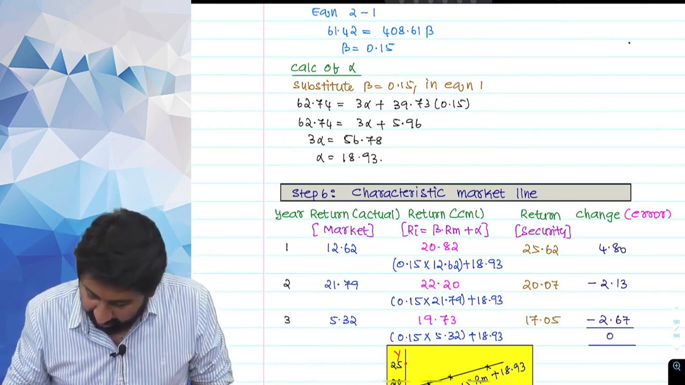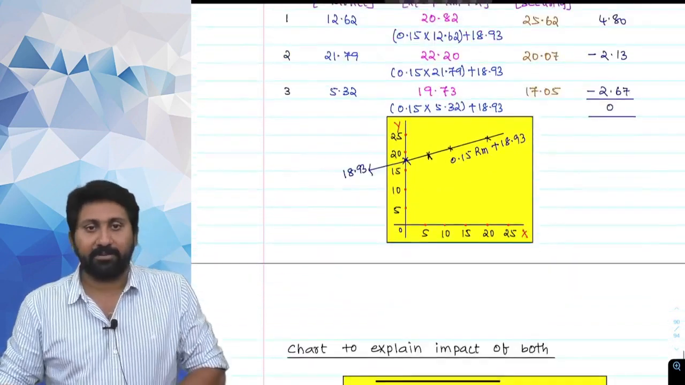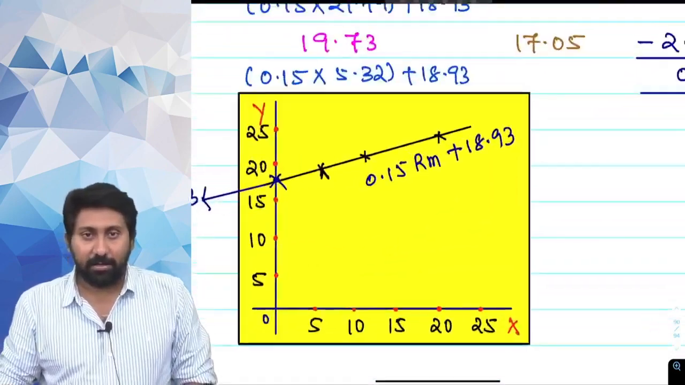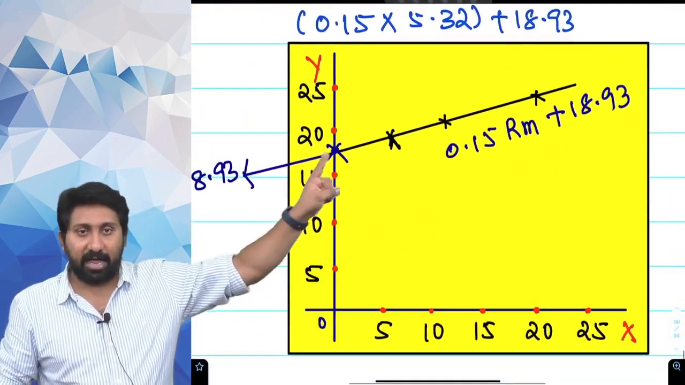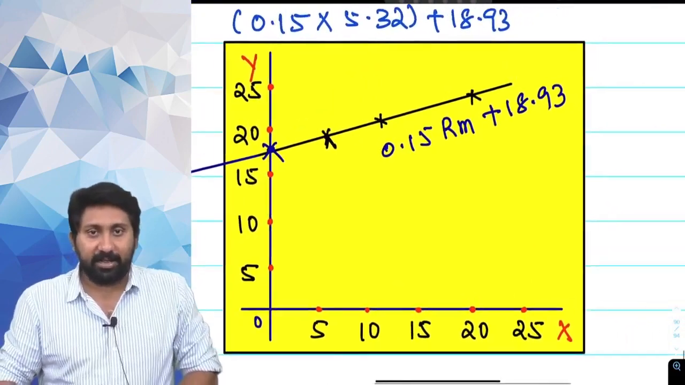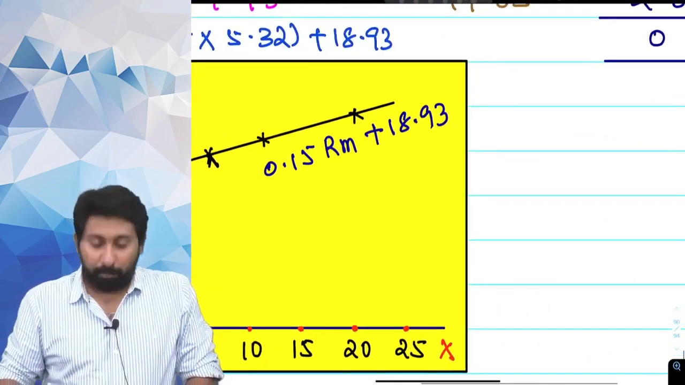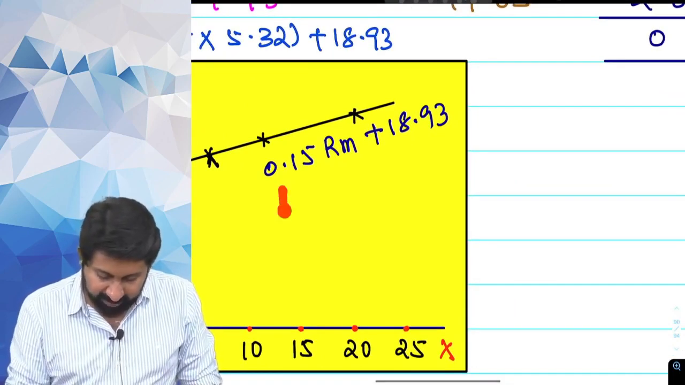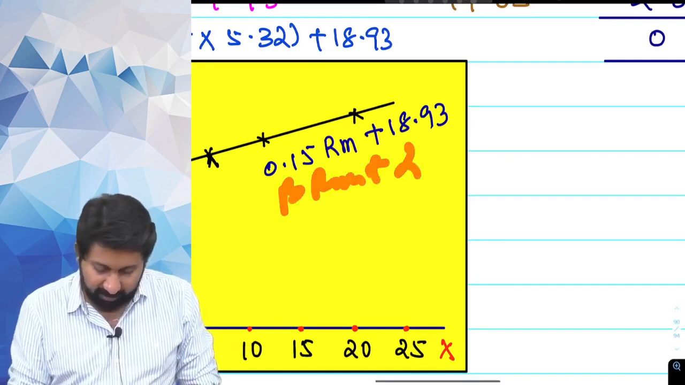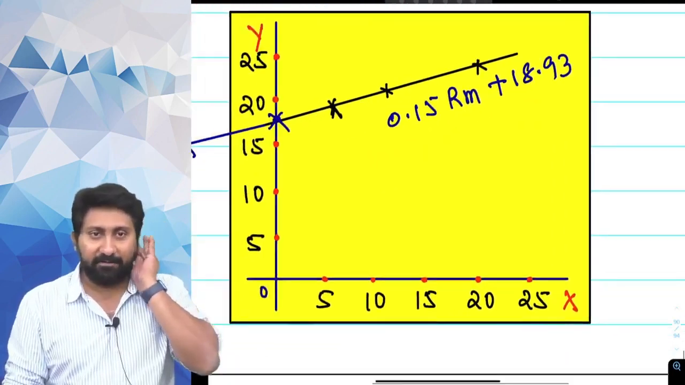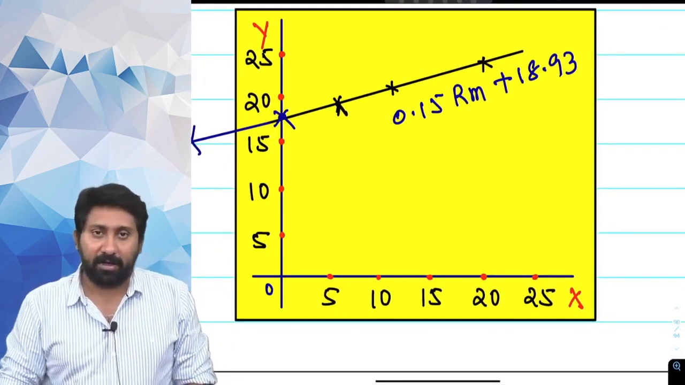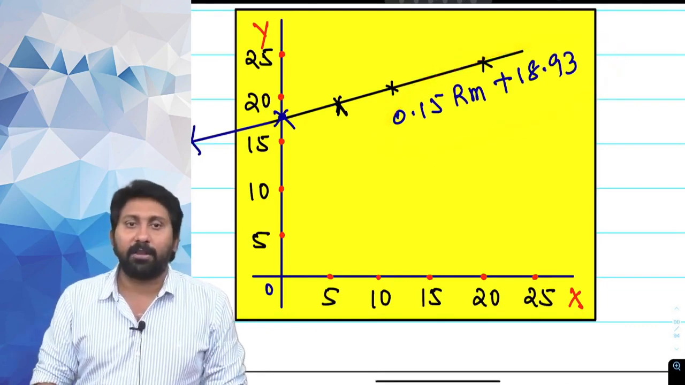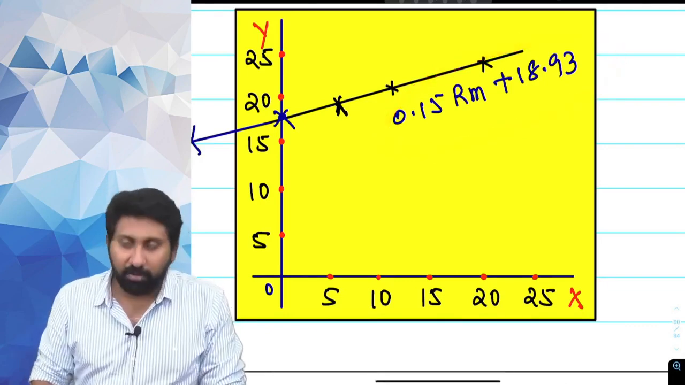Now I will integrate both of them. First, see this, plot the points. It is exactly cutting at alpha. One point is here, another point is here. This line is 0.15 Rm plus 18.93. 0.15 is beta, so beta Rm plus alpha. So security return equals 0.15 Rm plus 18.93. This will give out the value of a security return. So this is what we have done here.